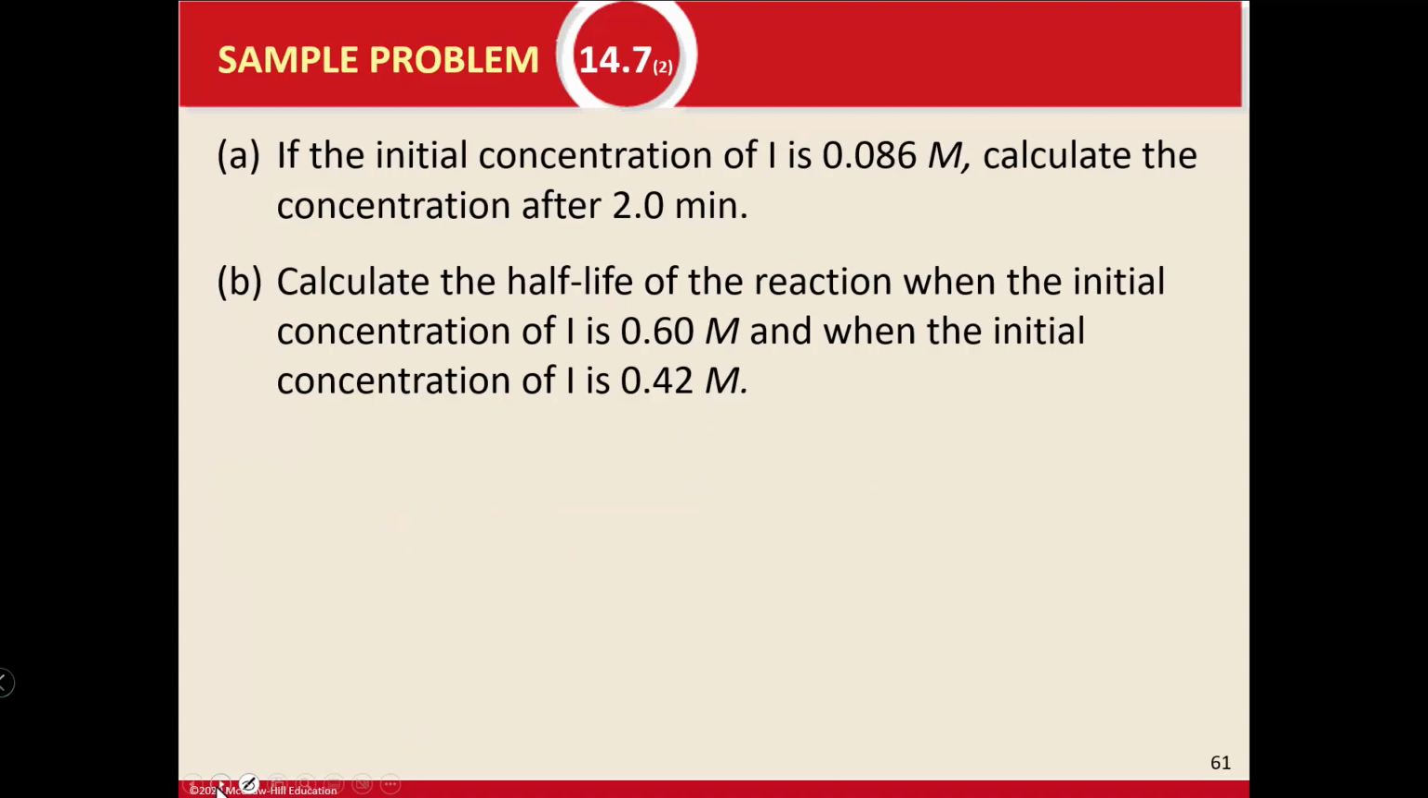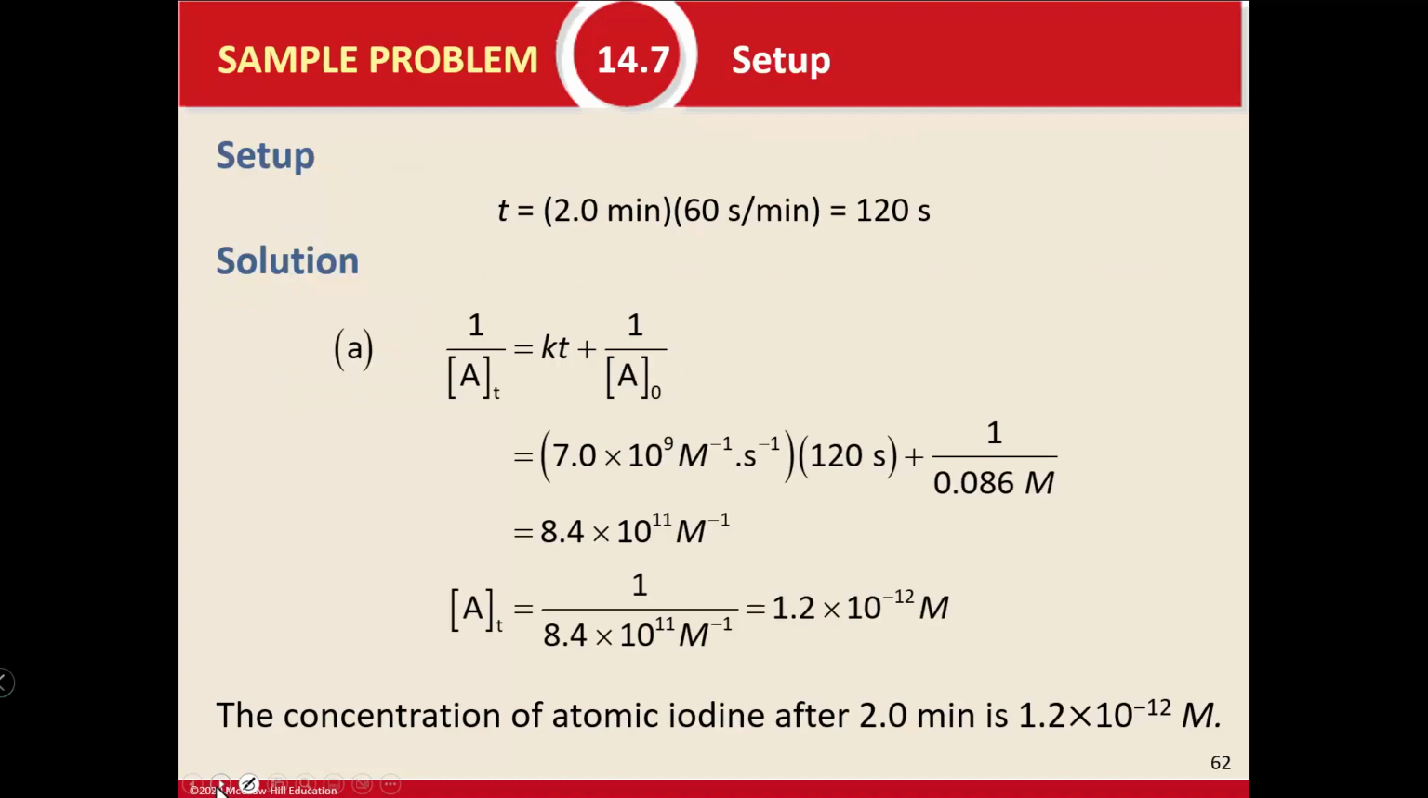It says the initial concentration of the monoatomic iodine is 0.086 molar. Calculate the concentration after 2 minutes. Part B says calculate the half-life of the reaction when the initial concentration of iodine is 0.60 molar and when the initial concentration is 0.42 molar.